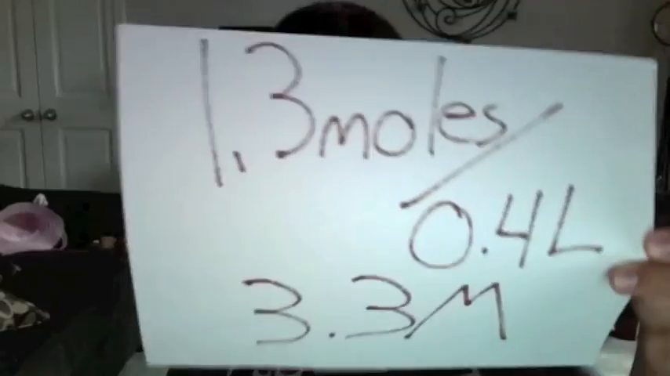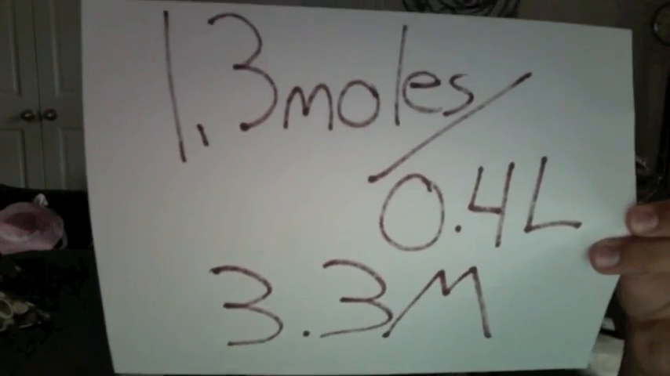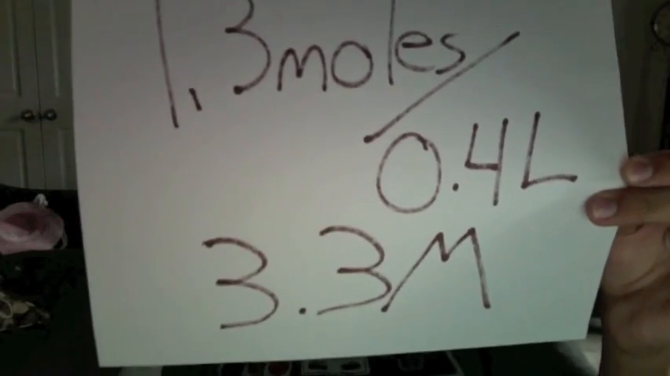Fifth, divide the number of moles of the dissolved compound by the solution volume to calculate the molar concentration. In the example, the number of moles is 1.3, which we earlier calculated. Then we put 1.3 moles and divide it by 0.4 liters, which we also earlier calculated, to get 3.3 molarity. And that is how you calculate the molar concentration of solutions.